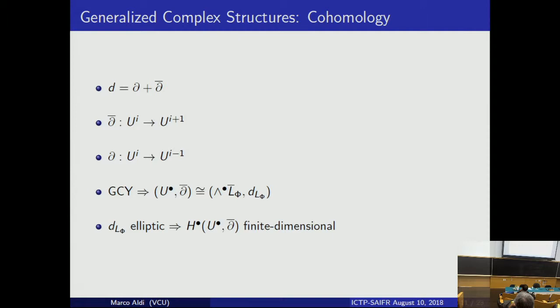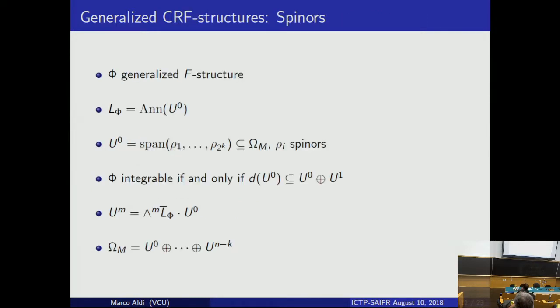So the dimension of this cohomologies will be invariants of your generalized complex manifold. Okay, so now let's look at the generalized CRF structures.